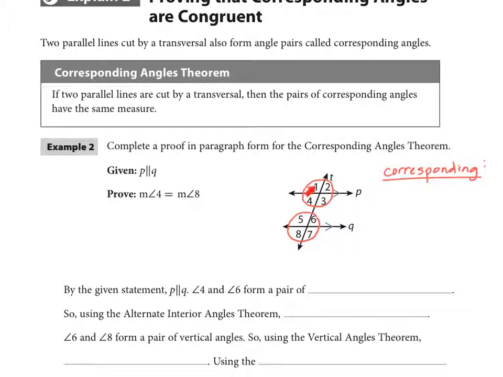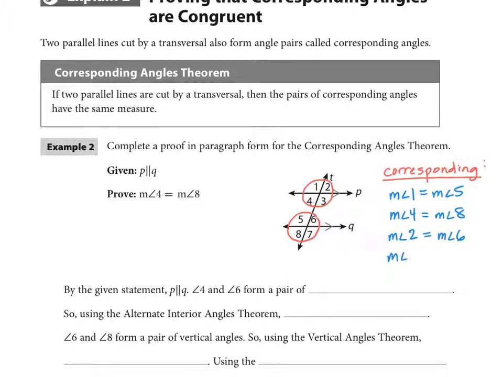So angle 1 matches up with angle 5. Notice angle 1 is in the same corner as angle 5. This is the top left, this is the top left. And they have the same measure. Measure of angle 1 equals the measure of angle 5. If I go right below that, angle 4 down here, the bottom left, will match up with the same corner as angle 8. So measure of angle 4 equals the measure of angle 8. Okay, think about where our other pairs of corresponding angles are. We have measure of angle 2 and 6.